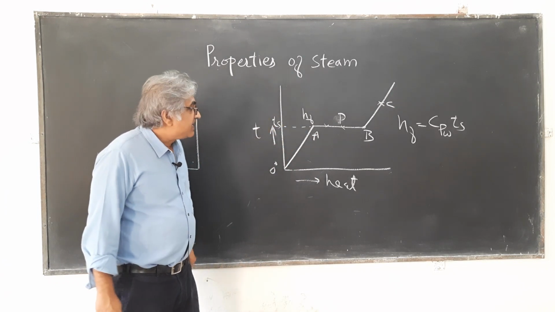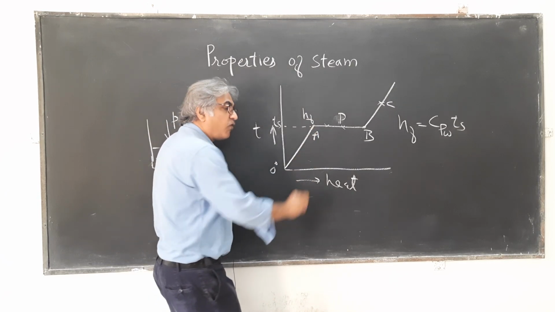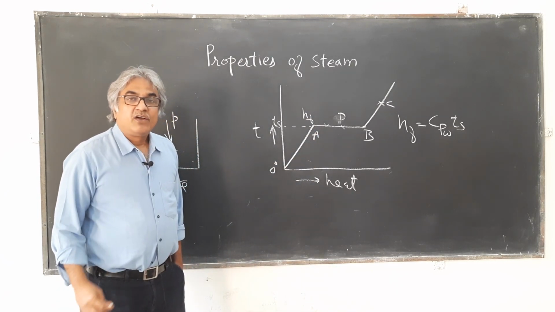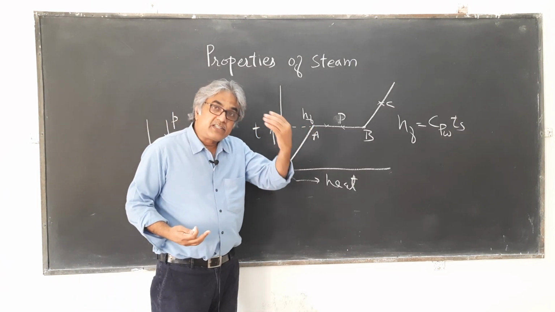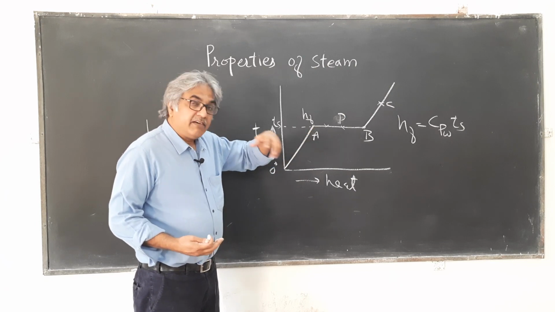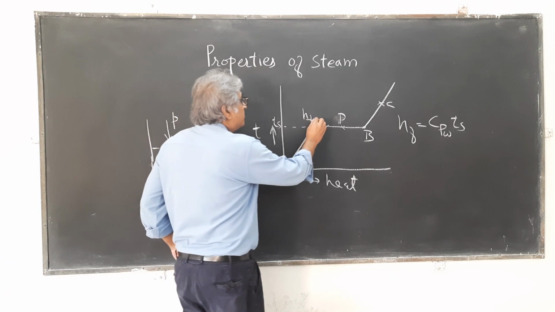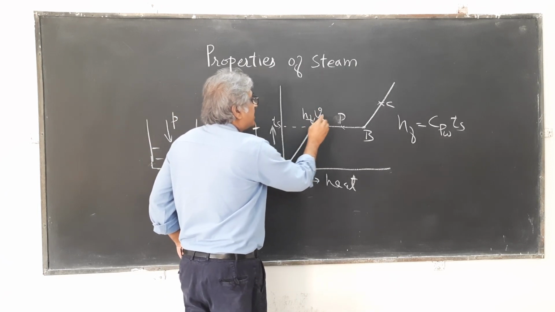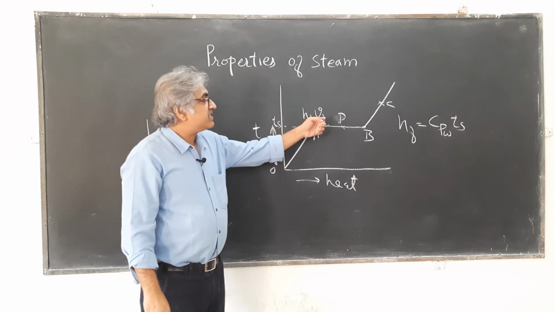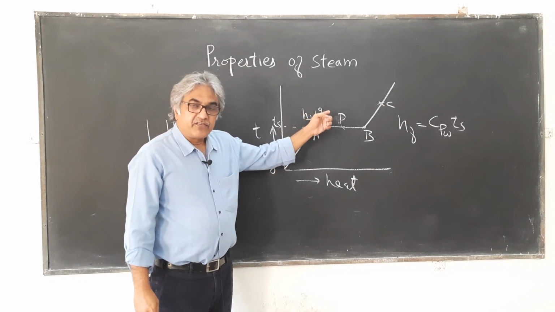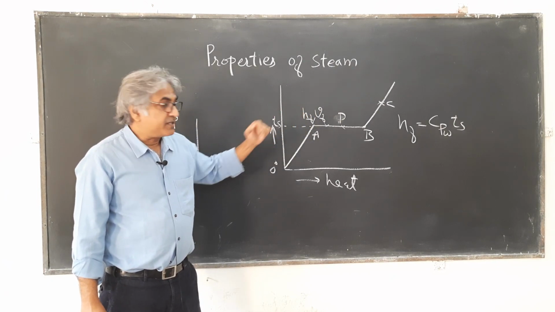This is HF. The second property that would be of interest to us is the volume of saturated liquid, or specific volume, because it is 1 kg. 1 kg of liquid, when it has reached saturation temperature, that means it is at point A, that volume is Vf. I am putting a note on V just to indicate that it is specific volume. So HF and Vf are the two properties that will be of interest to us.